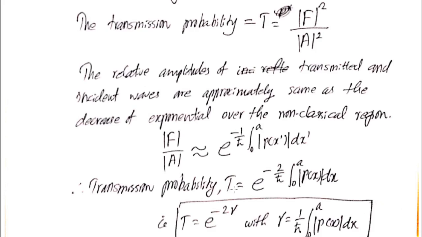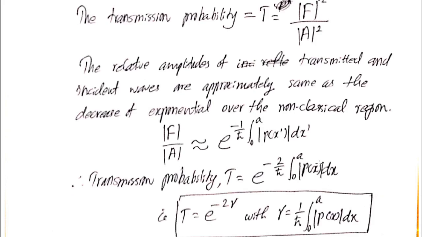So the transmission probability is the square of this. It becomes e raised to minus 2 by h cross integral 0 to a of p of x dx, because the prime can be eliminated here, as our limit is now a. Therefore, the transmission probability is e raised to minus 2 gamma, where gamma is equal to 1 by h cross integral 0 to a of p of x dx. So the transmission probability decreases as p of x increases, or as the width 0 to a increases. The transmission probability increases as the height or width of the potential barrier decreases.